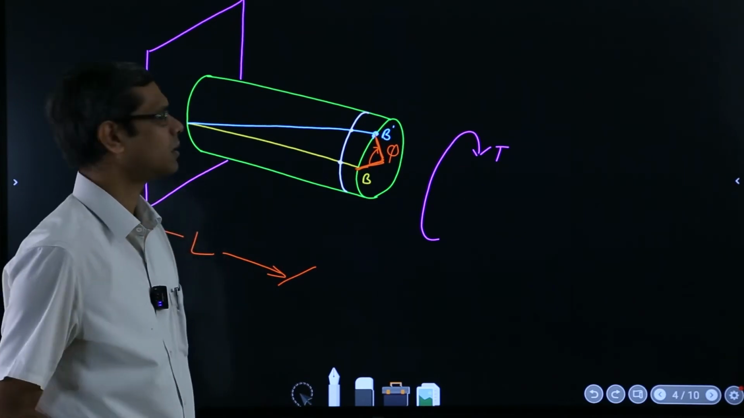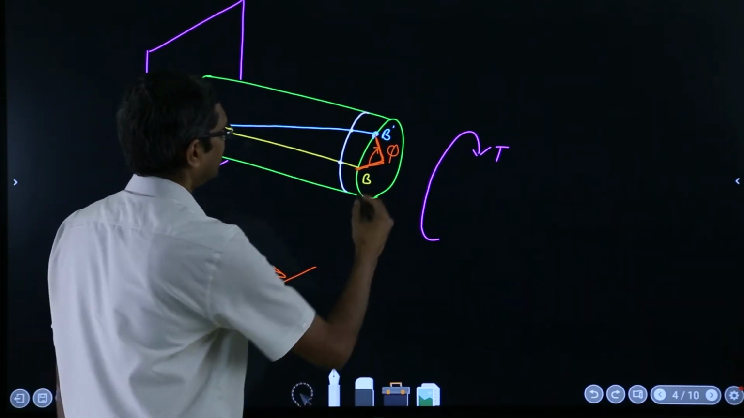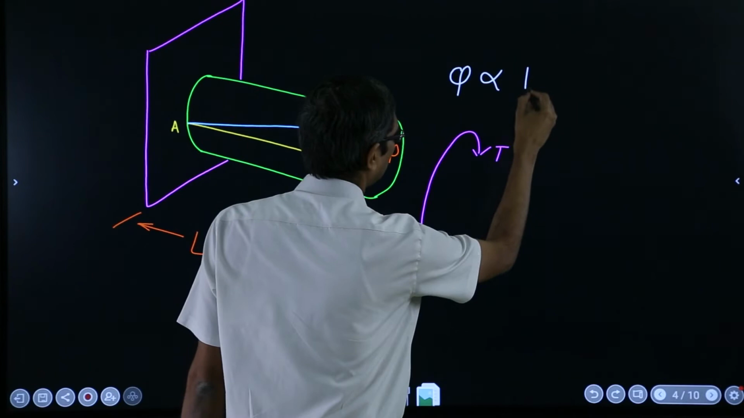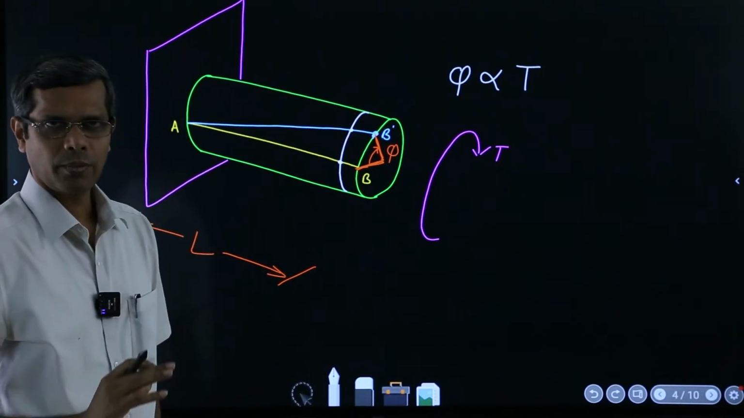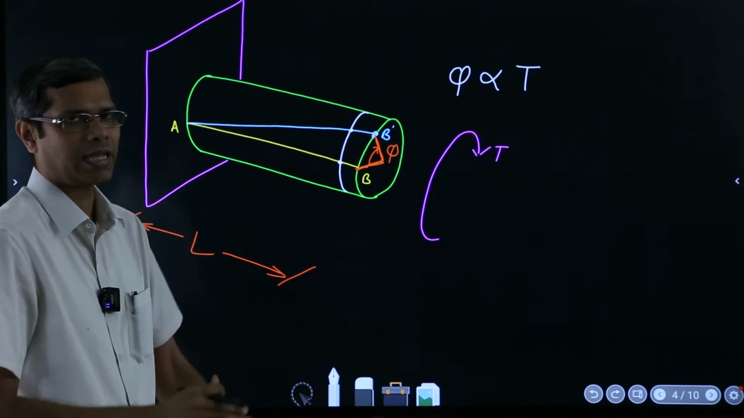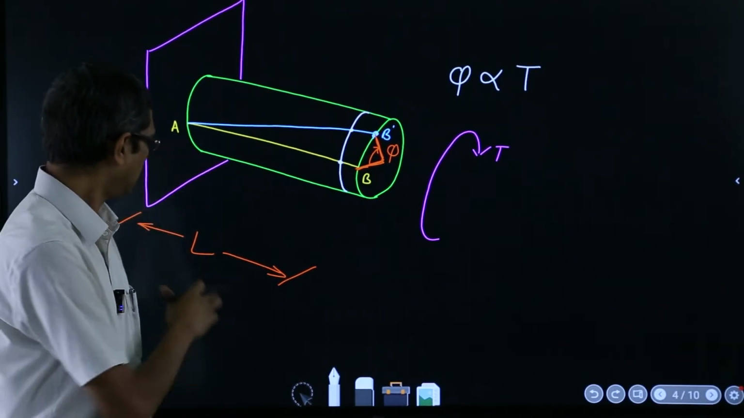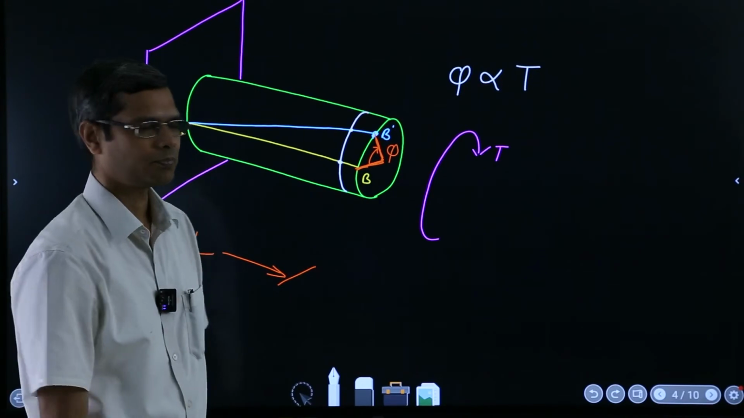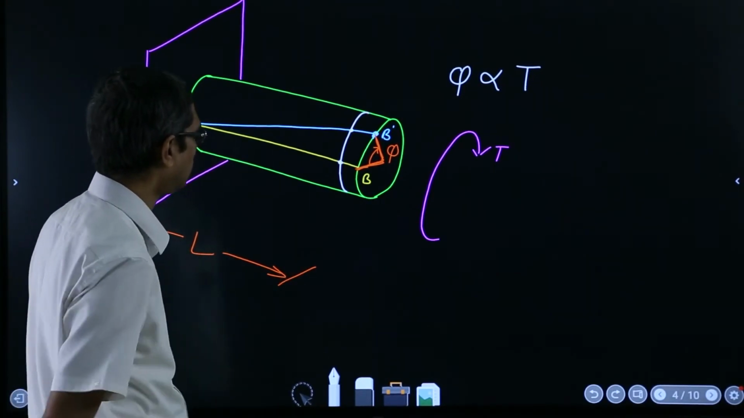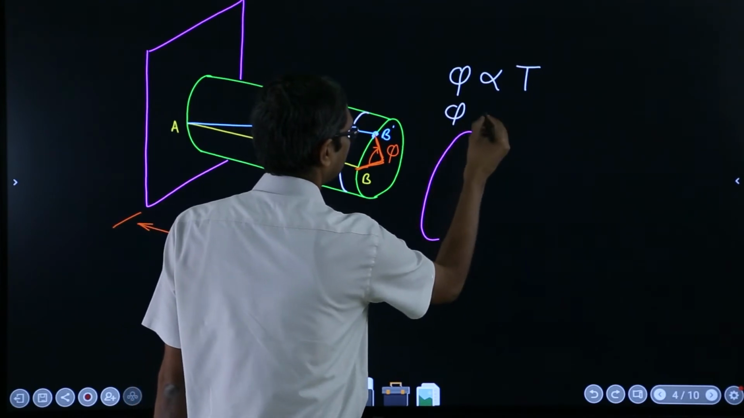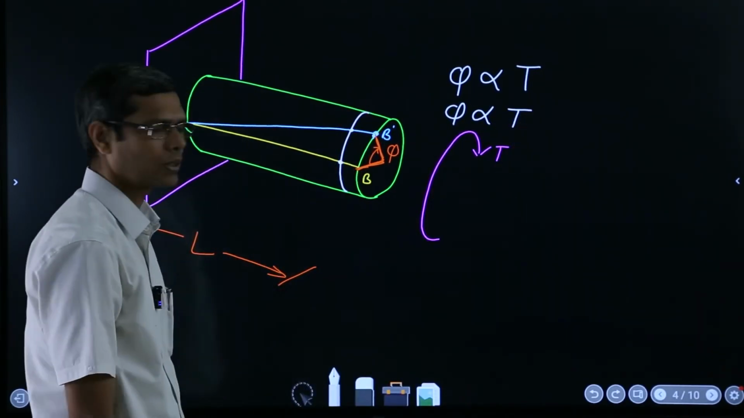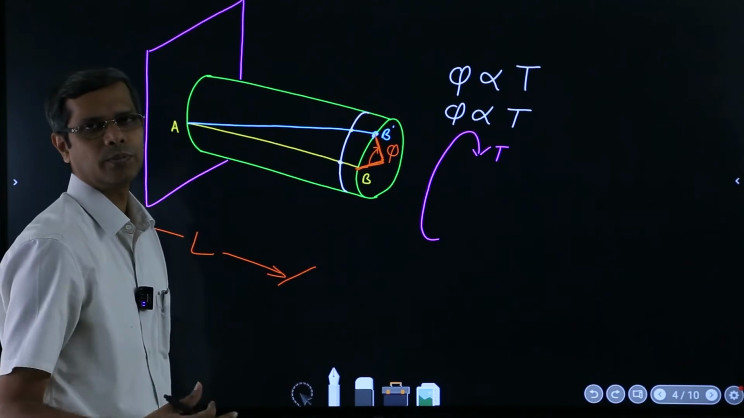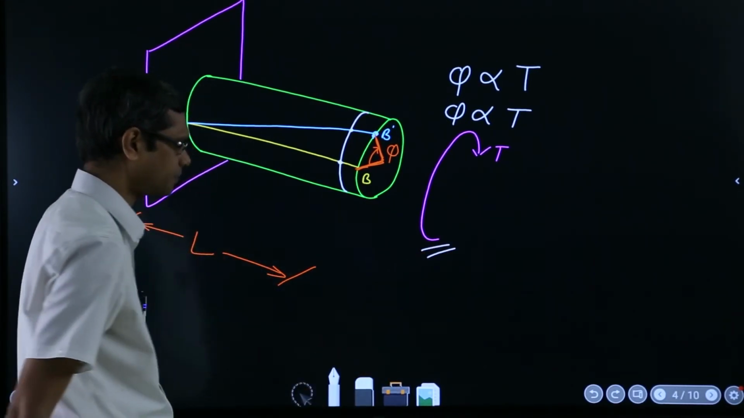That is how different segments have different angles, and that is how we say that this phi is proportional to the torque that you apply. For the given length, with everything else the same, the same material, the same shaft, if you increase the torque, this phi at this end will keep on increasing linearly. Phi is also proportional to the length. If you increase the length, this phi at the end will be more and more for the same torque that you apply.